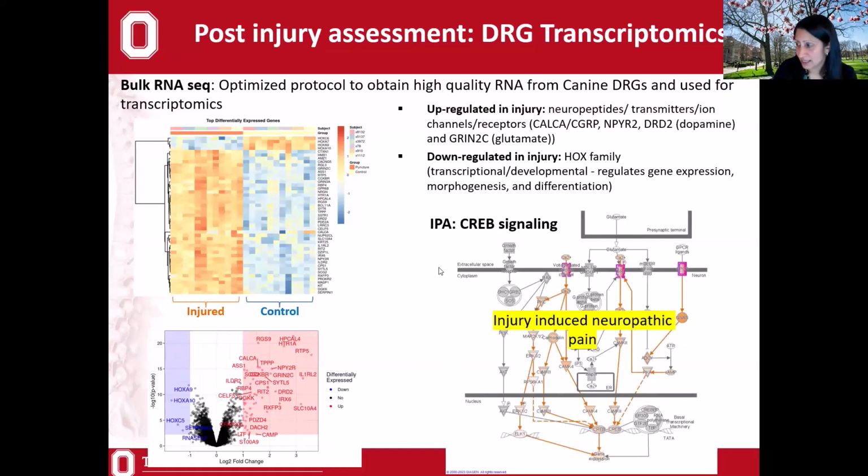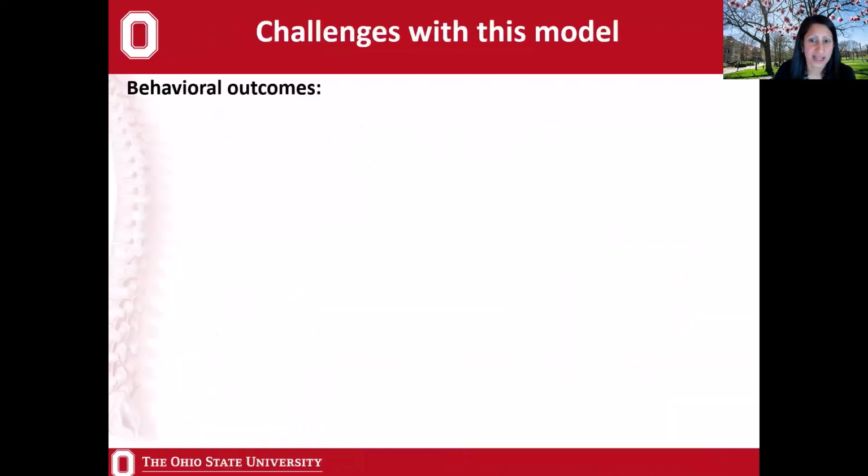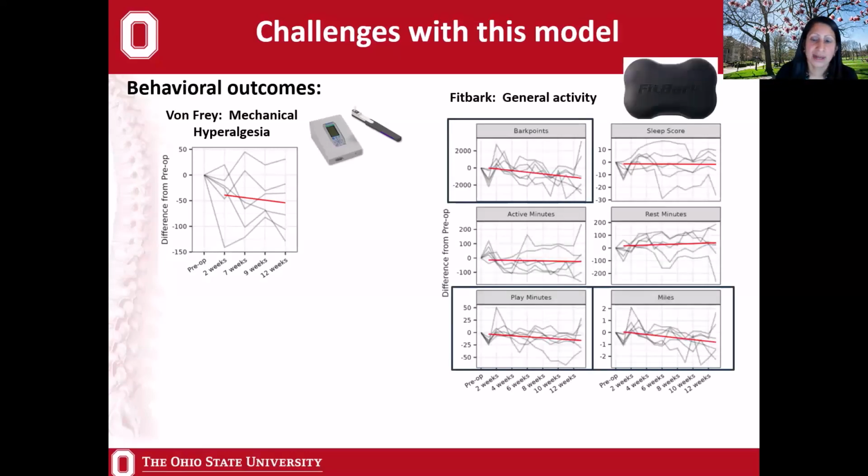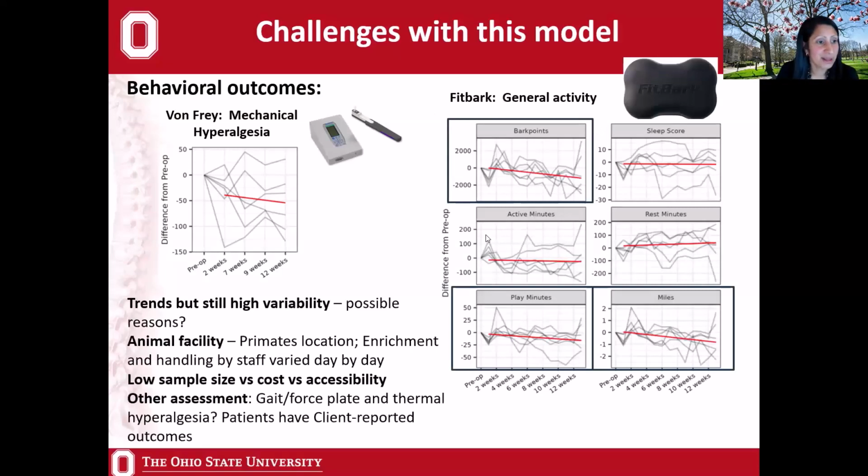So that's the dog model, but clearly there's challenges, and this is a dog model. This is a work in progress for us. We also assessed behavioral outcomes. So we did von Frey, looking at mechanical hyperalgesia. So it's just applying a force to the paw, and you look at paw withdrawal. And then we did general activity as well. So we saw trends in behavior, but it was very variable.